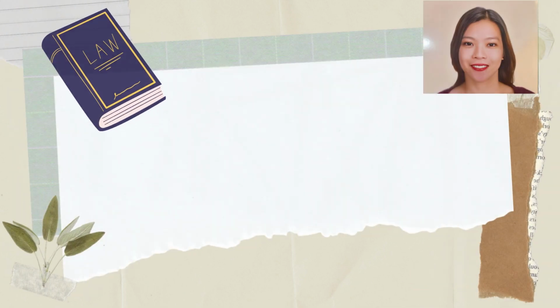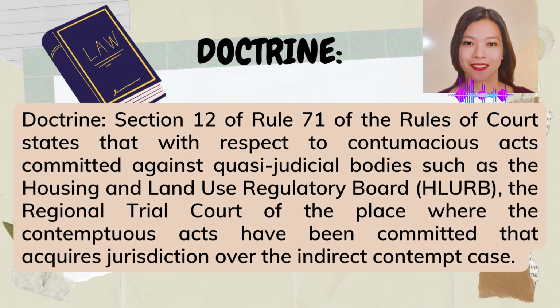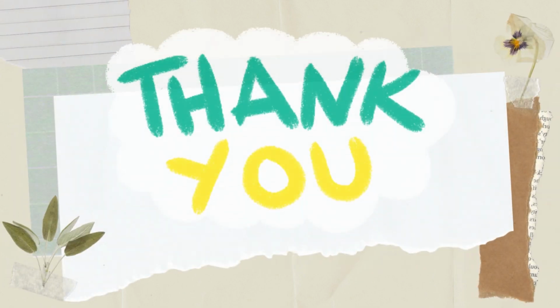For the doctrine of this case, Section 12 of Rule 71 of the Rules of Court states that with respect to contumacious acts committed against quasi-judicial bodies such as the Housing and Land Use Regulatory Board, it is the regional trial court of the place where the contemptuous acts have been committed that acquires jurisdiction over the indirect contempt case. That's all for our report.